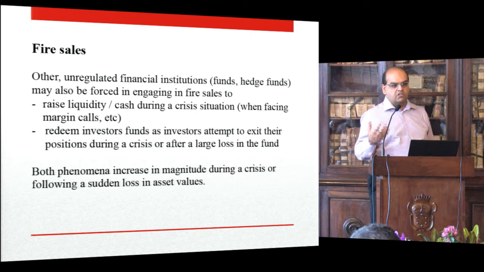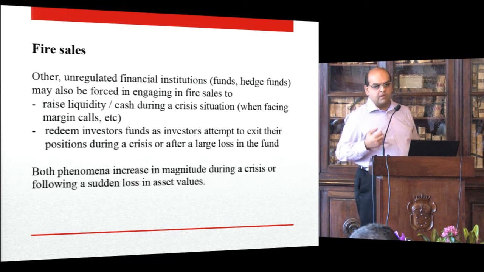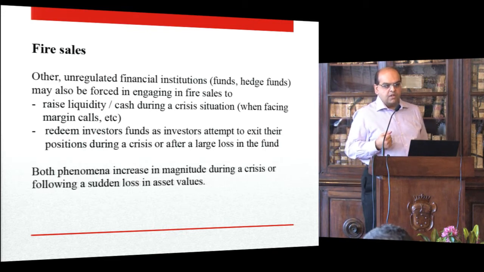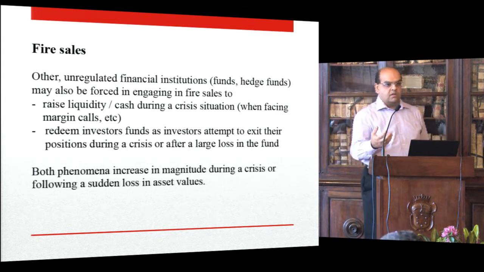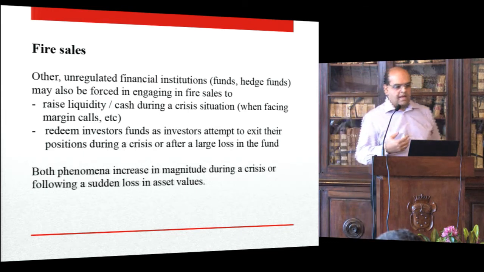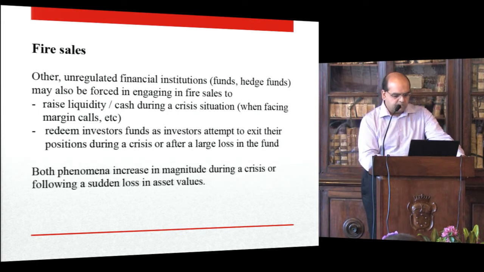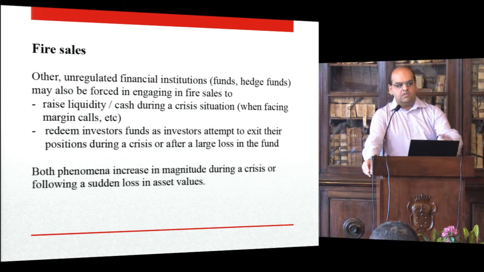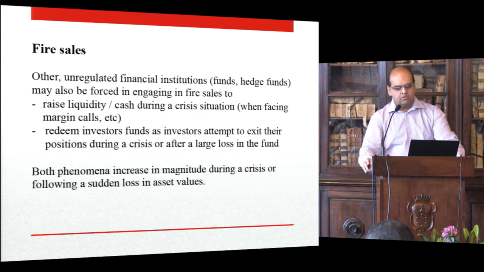When the fund has a large loss, investors say, oh, I'm not happy with this fund, they just lost 15%, so I want my money back. Usually this happens simultaneously across the investors in the fund, because they don't just redeem their positions at random. They redeem their positions once they see a bad event in the portfolio. So all these factors which lead to fire sales or fast liquidation of positions do not happen at random. They happen when there is a sudden loss in asset value. And that's the thing that I will try to model.